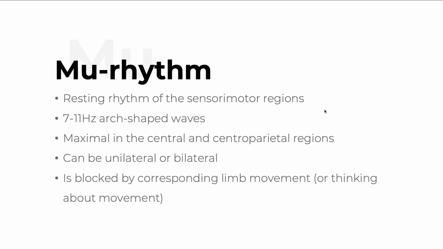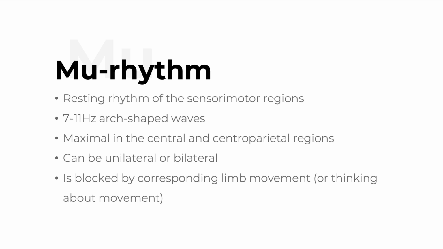Another important normal variant in wakefulness that you should know is the mu rhythm. This is a sensory motor resting rhythm of the brain. It's usually about 1 hertz slower than the posterior dominant rhythm, and they're arch-shaped or archiform shaped waveforms. They're often maximal in a unilateral central parietal region, but they can be bilateral as well.